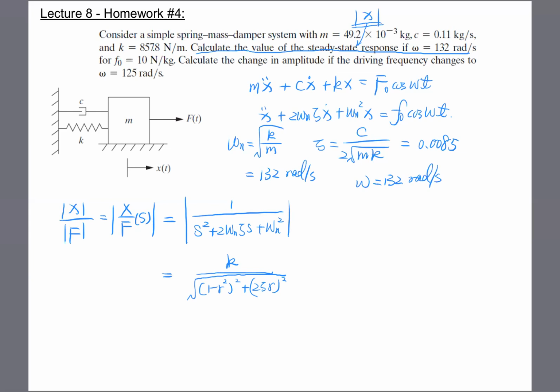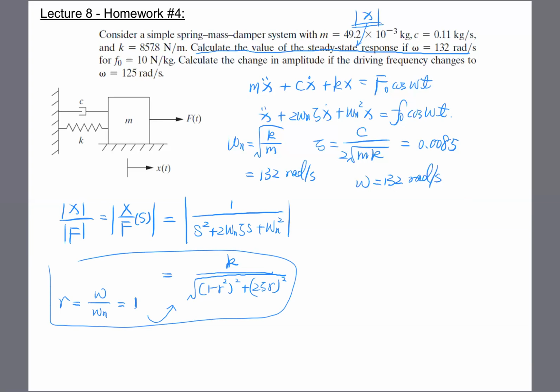And then if you directly use this equation, what you can do is just directly find your R value. Your R equals omega over omega n, and that's directly 1 in this case. You can plug this R equals 1 back into this equation, and then you get the X over F ratio.